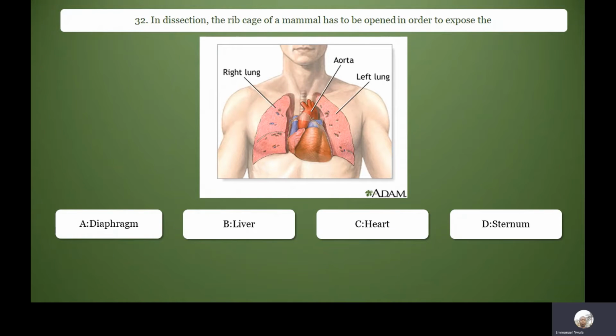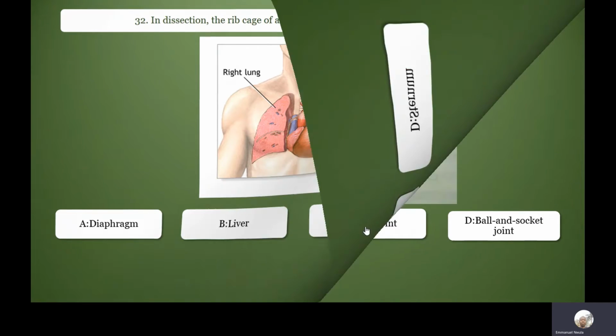In dissection, the rib cage of a mammal has to be opened in order to expose. The correct option here is C, the heart. When you cut open the rib cage, the sternum, you see the heart and of course the lungs. So the correct option here is C.